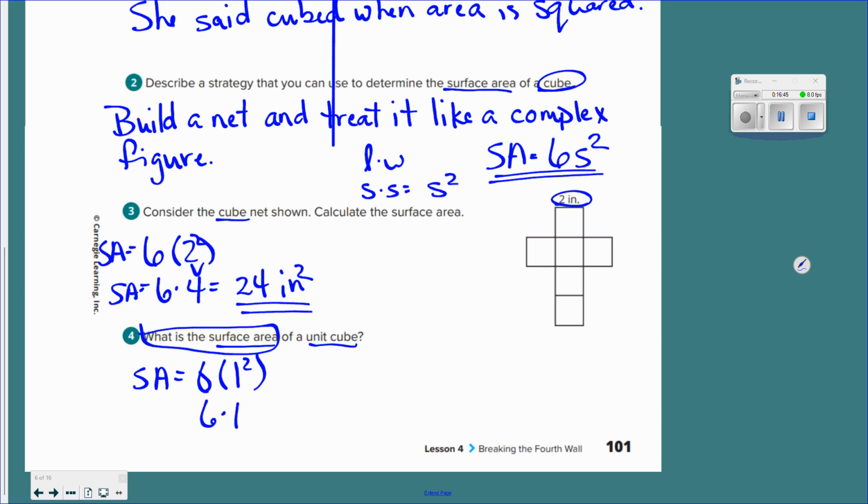They don't tell me what the unit is, so it's whatever the unit is. So by definition, a unit cube will have a surface area of 6. Doesn't matter what the units are. It will always be 6.